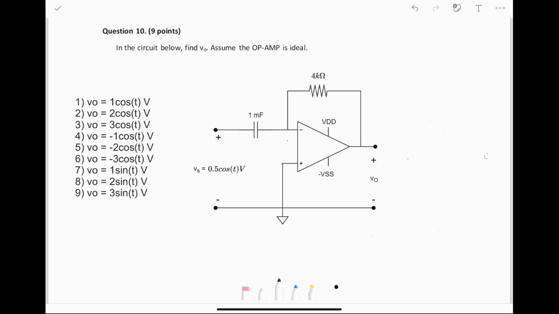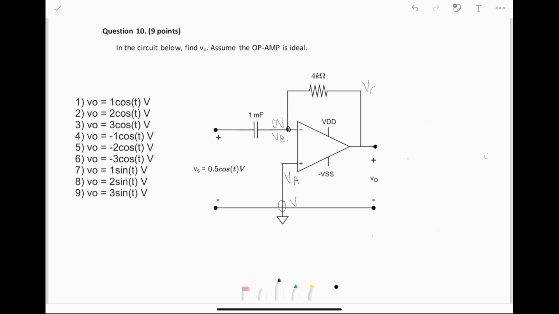You would first say, since this is an ideal op-amp, let's say this is VA, this is VB, VA equals VB, and this is 0 volts right here, so we know this node right here is 0 volts. That's just an ideal op-amp characteristic. The next thing you would probably want to do is write out the characteristic equations for the situation.